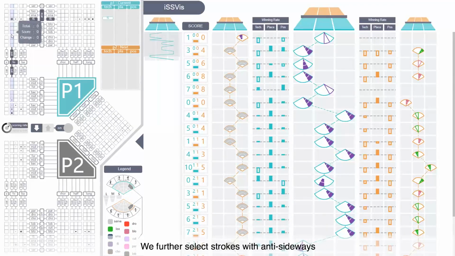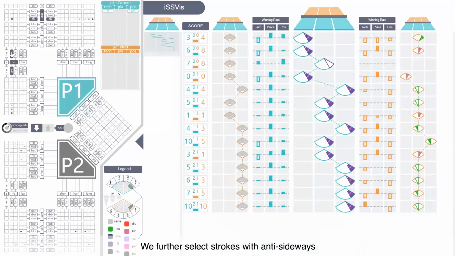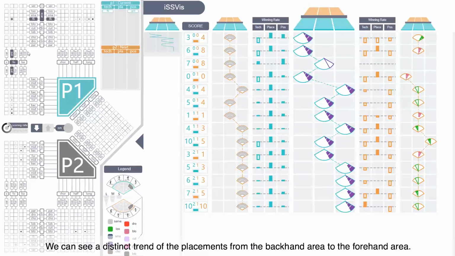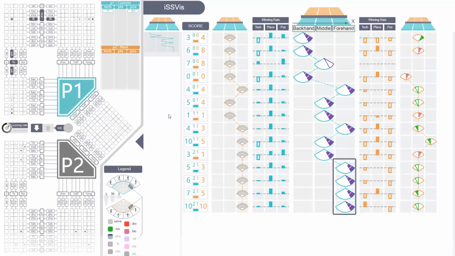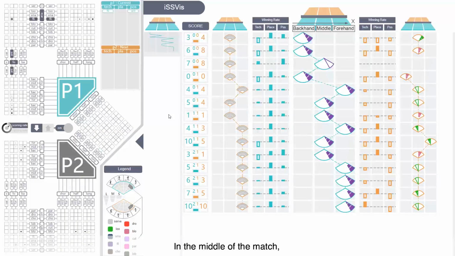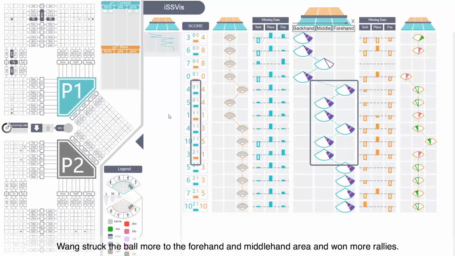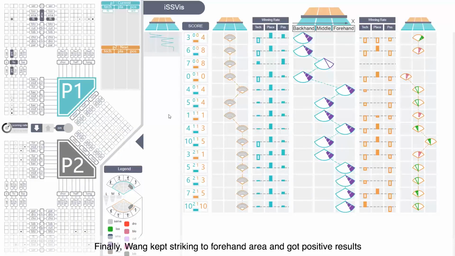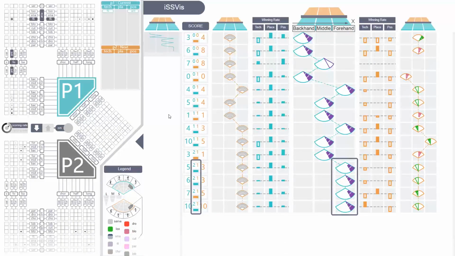We further select strokes with anti-sideways. We can see a distinct trend of the placements from the backhand area to the forehand area. Wang struck the ball to the backhand area at first and got bad results. In the middle of the match, Wang struck the ball more to the forehand and the middle hand area and won more rallies. Finally, Wang kept striking to the forehand area and got positive results.